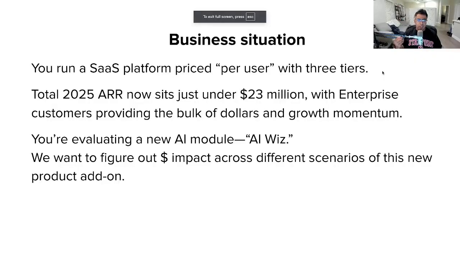Alright, so this is a hypothetical business situation. You run a SaaS platform that is priced per user with 3 tiers. By 2025, the total ARR is now just under 23 million, with enterprise customers providing the bulk of dollars and growth momentum. Now you're evaluating a new feature, a new module called AI Viz, right? Today it's the season of AI products, so why not? We want to figure out the dollar impact across different scenarios for this new product.